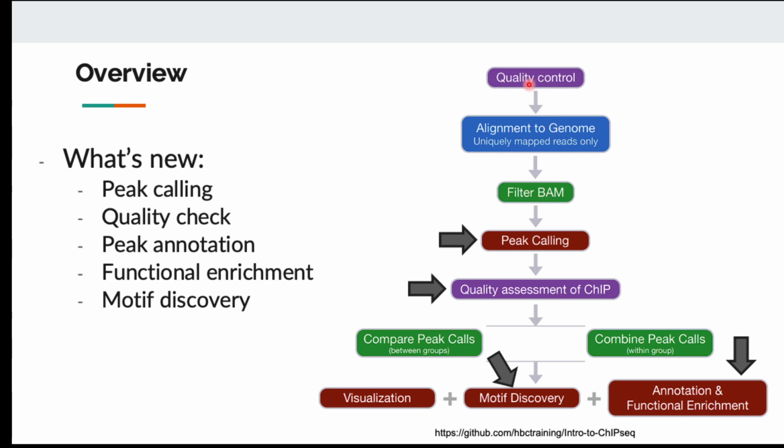So starting from quality control of the sequencing reads, like with FastQC, we align the reads to the genome, which we have covered. But what's new here is that we need to call where the peaks are, where we have a lot of reads. And then we have to assess the quality of the peaks that we identify. And then we are going to do two things.